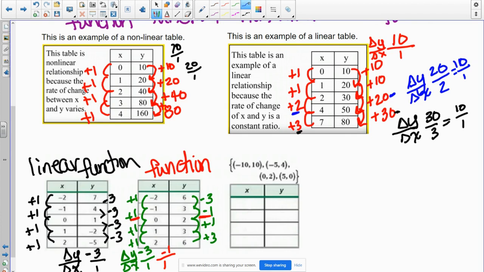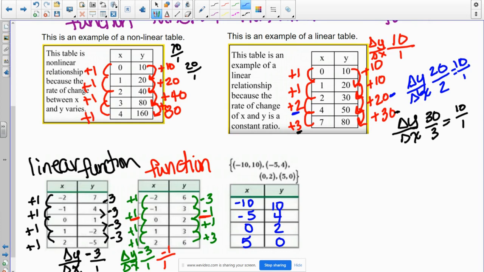And the last one here, they just want us to put in the points. So x is -10, the y would be 10. X is -5, the y is 4. 0 is the x, y is 2. 5 is the x, y is 0.